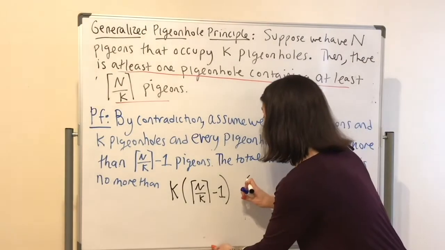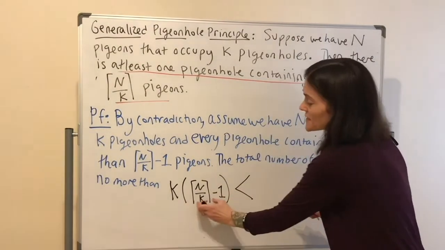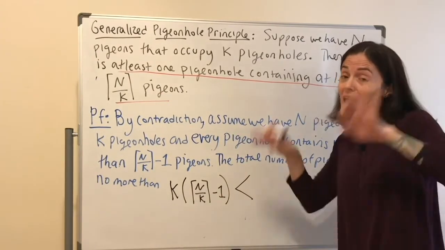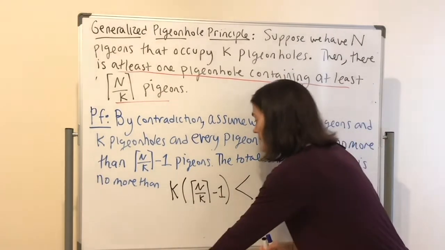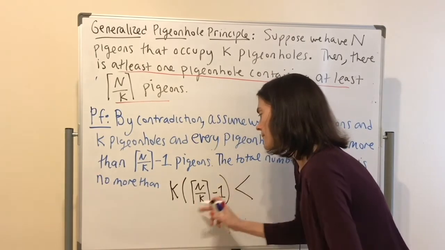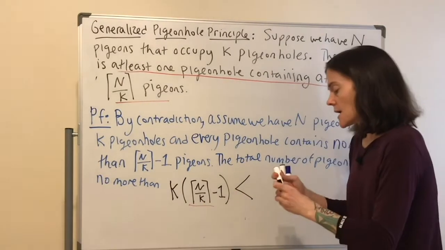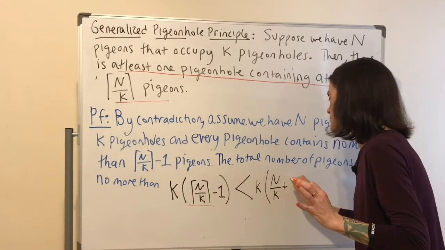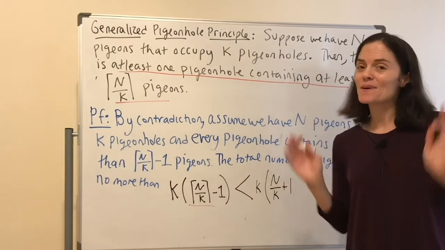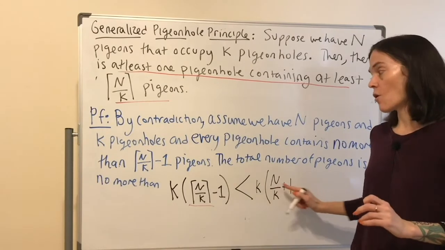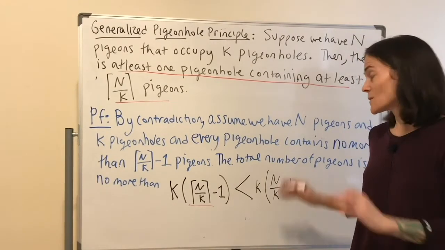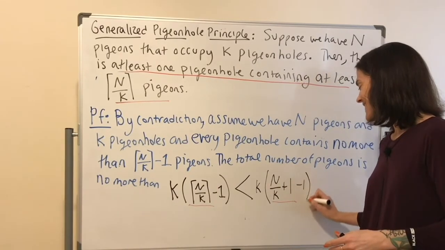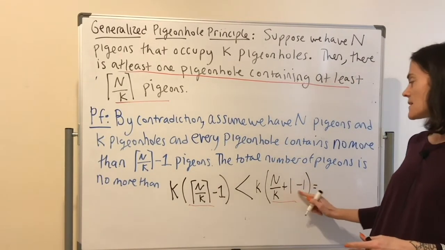This is strictly less than. Well, this ceiling of N over K, where we round up. So I can say that this number, the ceiling of N over K, is strictly less than N over K plus 1. Because I'm rounding up, but I'm never going to jump up a whole integer. So it's strictly less than this. And then I keep the minus 1. And this is, well, you see, this is just N.